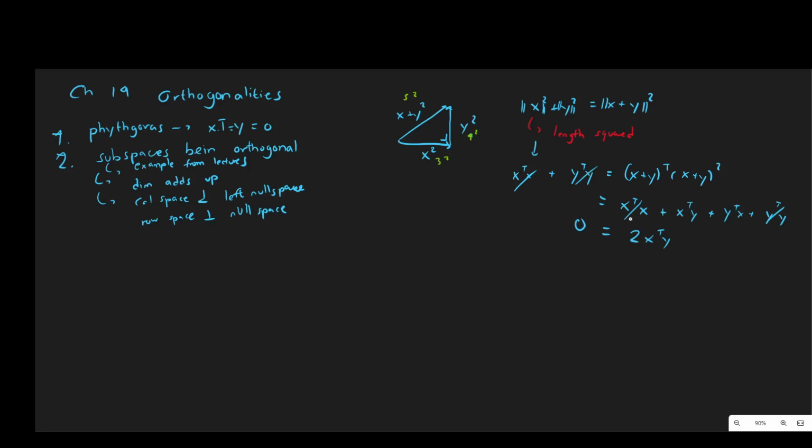I think this is kind of beautiful because it connects the theorem that we already know, the famous Pythagoras theorem, and the theory that we will discuss in this chapter, which is orthogonality: the dot product of two orthogonal vectors will be 0.